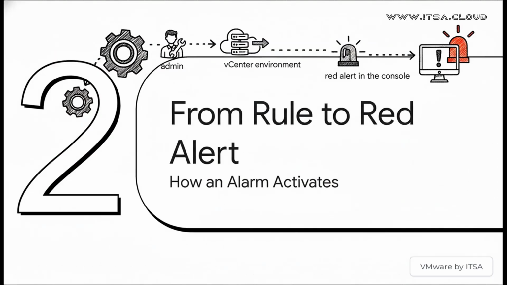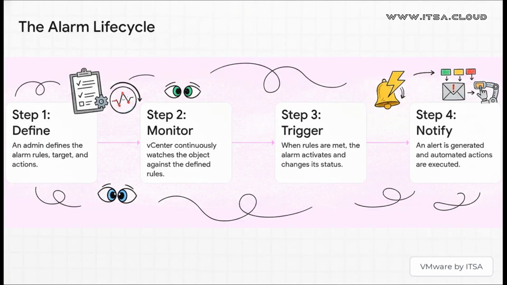All right, we've seen all the pieces of the puzzle. Now let's put them together. How does a simple rule that an admin creates turn into that flashing red alert in the vSphere client? It's a really straightforward four-step life cycle. First, you define it. You set the rules, the target, all of it. Then vCenter just monitors it for you 24/7. When your condition is finally met, the alarm triggers and its status flips from green to yellow or red. And finally, the system notifies you and kicks off any of those cool automated actions you set up.